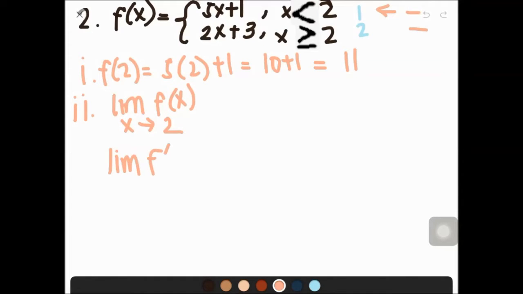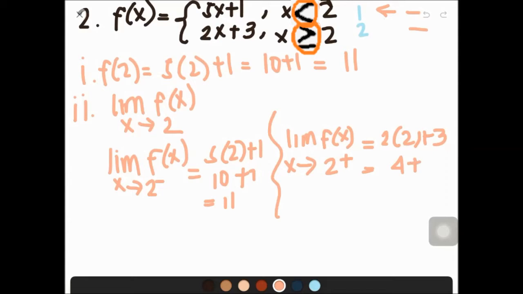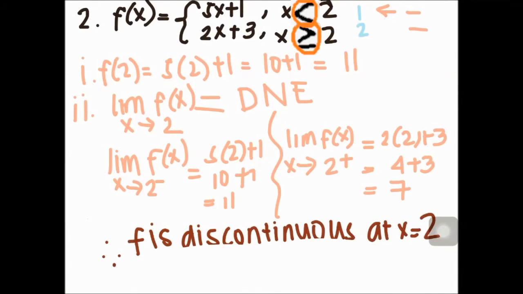In solving for the limit, we make use of the left-hand and right-hand sides. The left-hand side would use the first function since values less than 2 are on the left. If we evaluate, we get 11. For the right-hand side, we use the second function that belongs to the right side. If we evaluate, we get 7. The sides are not equal, so the limit does not exist. Therefore, f is discontinuous at x equals 2, and it has jump essential discontinuity.